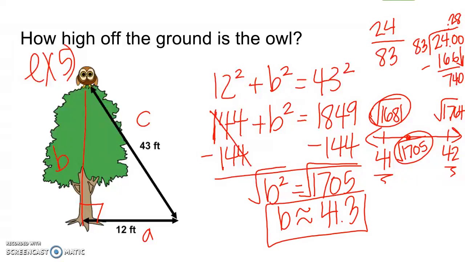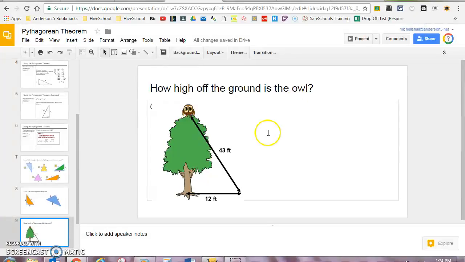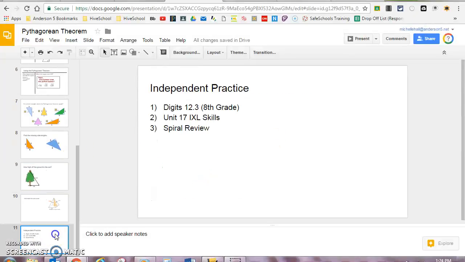At this point, you should be ready to start on the digits assignment. You're going to have to go into 8th grade digits. We haven't worked out of this year yet, I don't think. Maybe we have. 8th grade digits, not 7th.